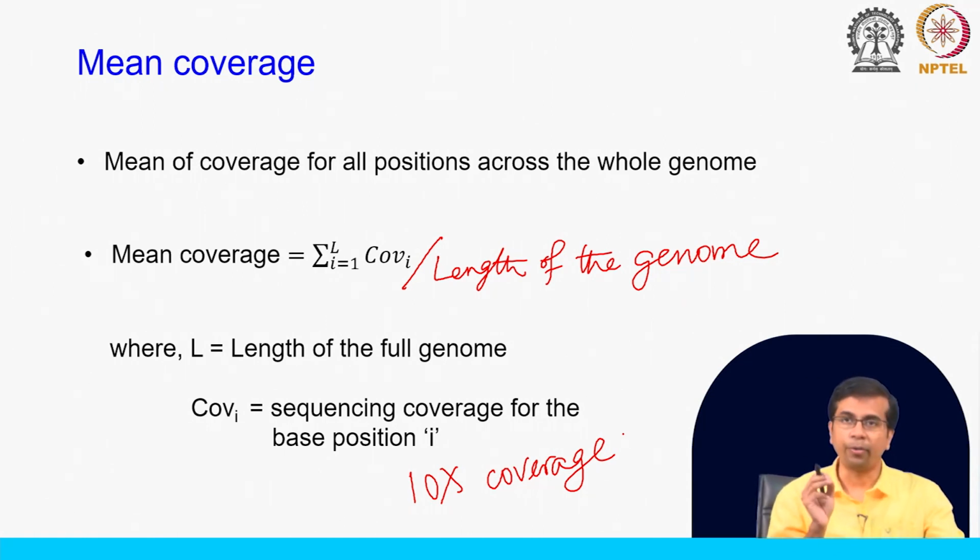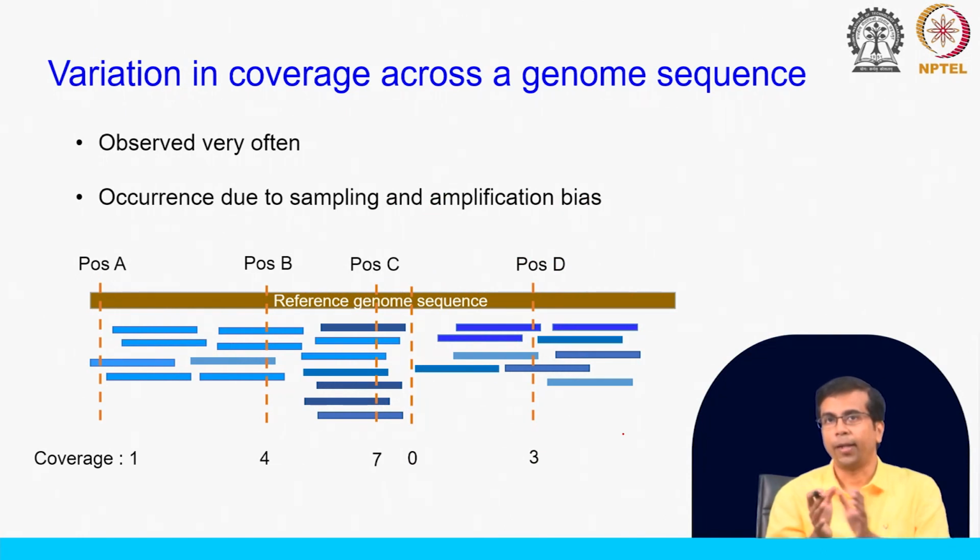So, this is something you need to be aware of. Even if you say mean coverage is 10x, it does not mean every position will have 10 reads. This is something that we observe across this data: variation in coverage. When you do a genome sequencing project, we do the mapping and we see these fluctuations in coverage across the genome. And this is observed because you have something called sampling bias and amplification bias.